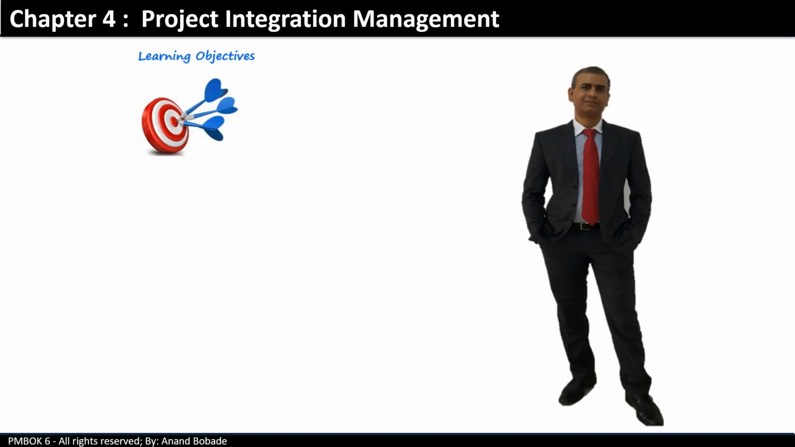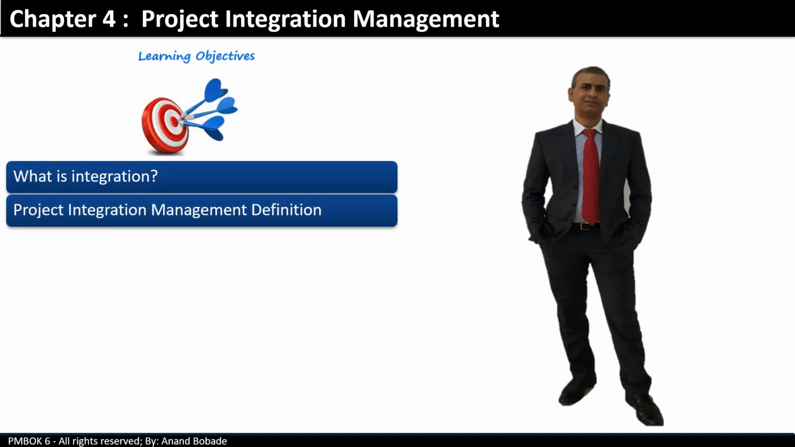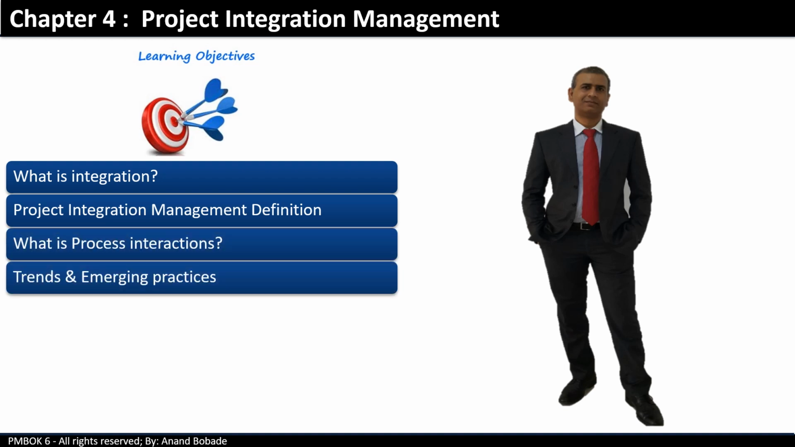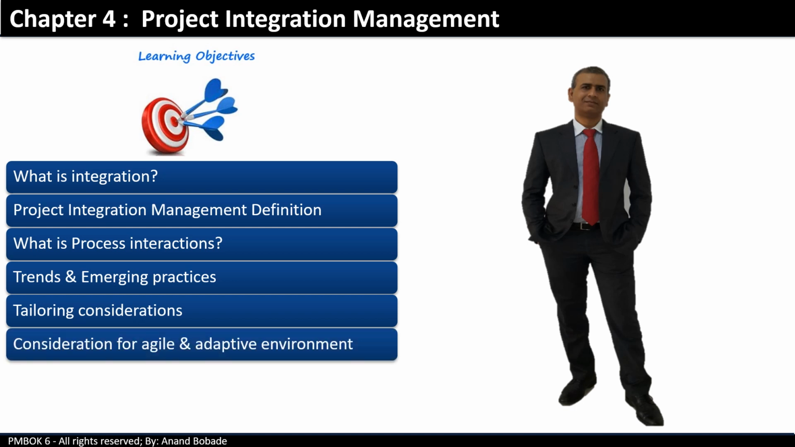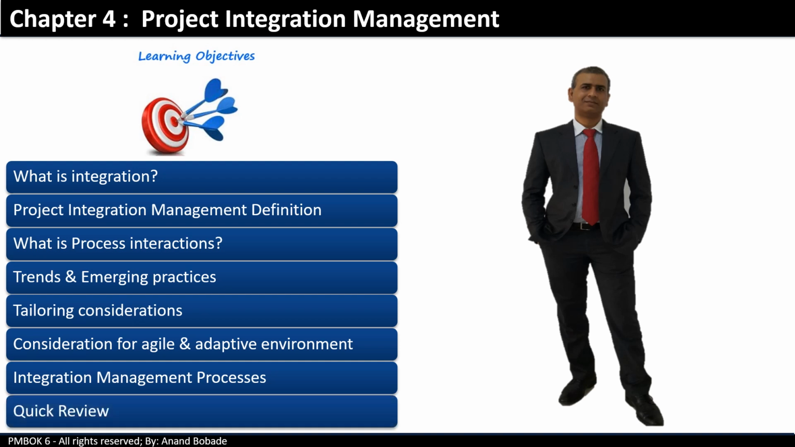Learning objectives of the current session are: we'll start with understanding what is integration. We'll go through the integration management knowledge area definition. We'll talk about process interactions, trends and emerging practices in integration, and tailoring considerations. We'll also talk about tailoring considerations related to agile and adaptive environments. Then we'll go through a quick overview of integration management processes. And finally, we will do a quick review.